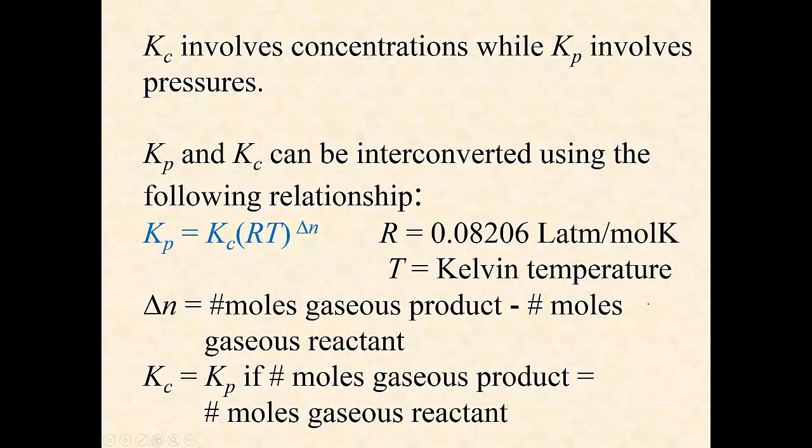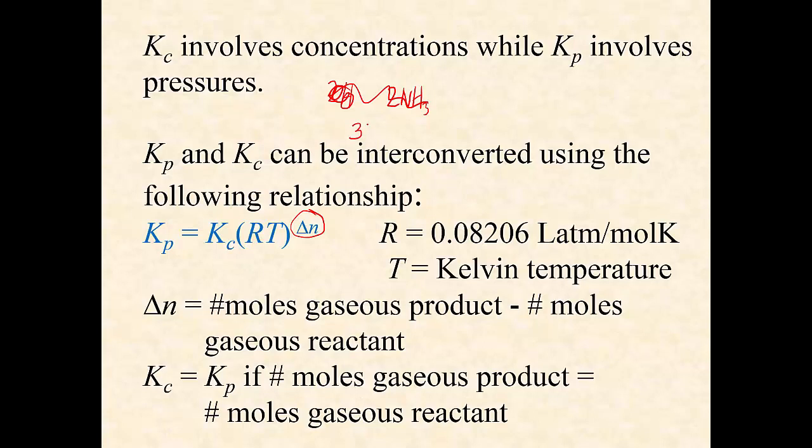Okay, so you do have a shortcut. This is not on the formula chart. It would be one of those times I'm like, there's a few things you may want to know. This is one of those. You may want to put it in your memory bank. If I have a KC, how can I get to KP? This is the same R, this is in PV equals nRT. Temperature has to be in Kelvin. This delta N is the change of moles of products.